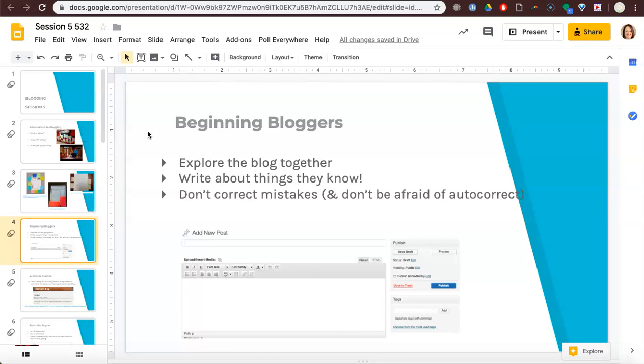And then don't be afraid of autocorrect. Autocorrect is a tool that students have to learn how to use. If it helps them be more effective communicators, let them use it.